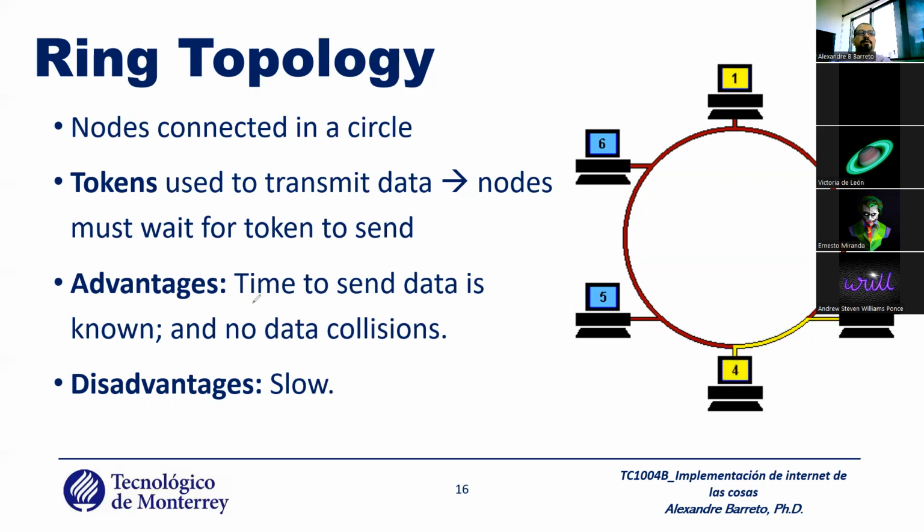The good thing is that there is no data collision, because nobody talks at the same time. The problem is that it's slow. Well, that's not really true, because an example of the ring topology is the fiber ring, which is a very fast network. It's not slow, but it's more related to the past. Any questions about the ring topology?